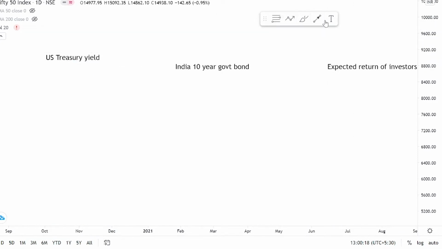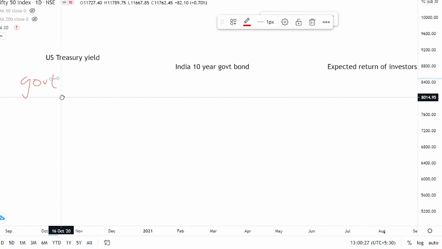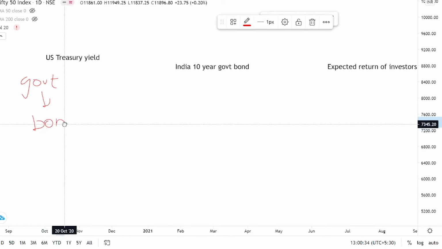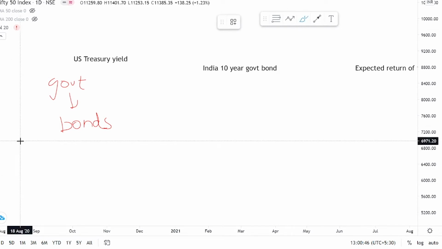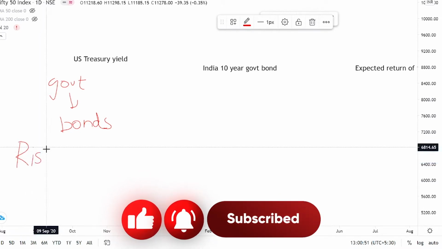So the US government borrows money in the form of bonds. The government issues bonds which the US population buys. And the working of bonds is that a bond is considered a risk-free investment. Okay, risk free. So basically, there is theoretically no risk in investing in a bond.